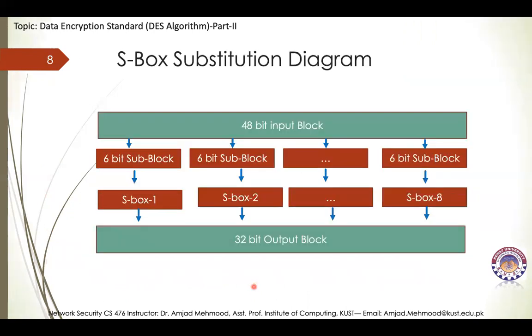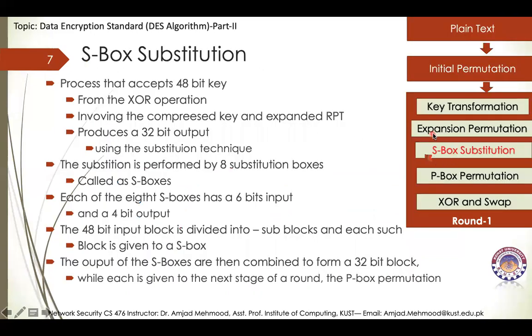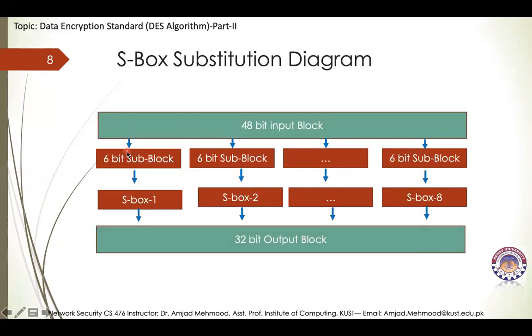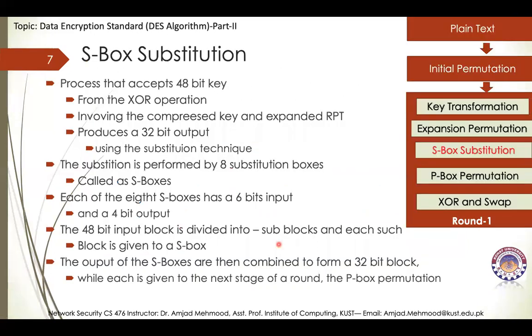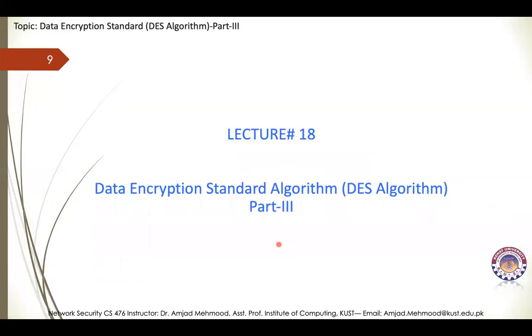So you can see this with the help of an example, that you have a 48-bit input block that is received from the expansion permutation. Then this is divided into 6-bit sub-blocks each, and then these will be converted by the S-boxes, and the outputs will be combined to obtain a 32-bit output block. Then this output block will be passed to the next level, that is called P-box permutation. We will explain that in our lecture number 18.